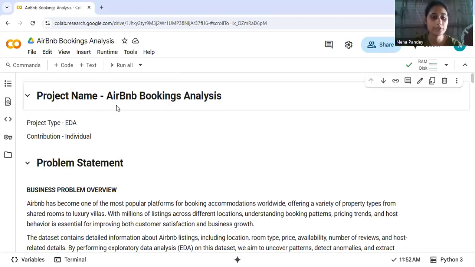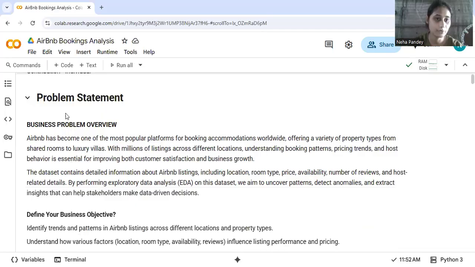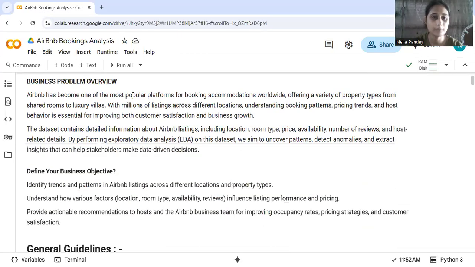Today I will be presenting my project on Airbnb bookings analysis, problem statement and business problem overview. Airbnb has become one of the most popular platforms for booking accommodation worldwide, offering a variety of property types, from shared rooms to luxury villas.